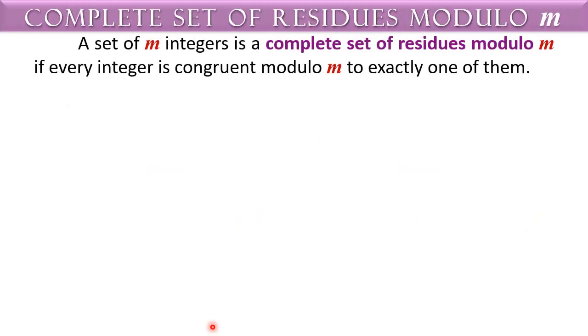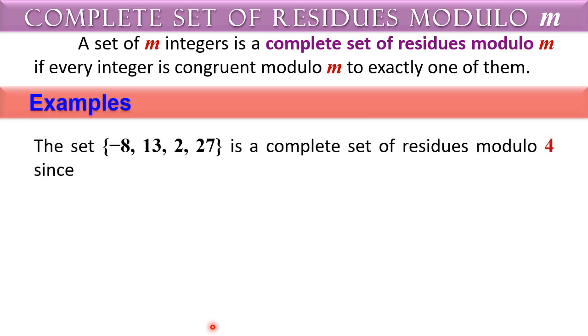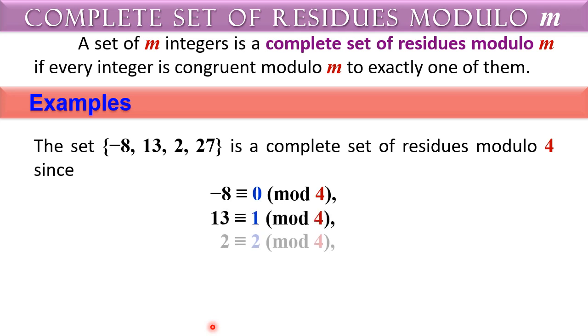A set of m integers is a complete set of residues modulo m if every integer is congruent modulo m to exactly one of them. To discuss this, let's have some examples. The set {-8, 13, 2, 27} is a complete set of residues modulo 4 since -8 is congruent to 0 modulo 4, 13 is congruent to 1 modulo 4, 2 is congruent to 2 modulo 4, and 27 is congruent to 3 modulo 4.